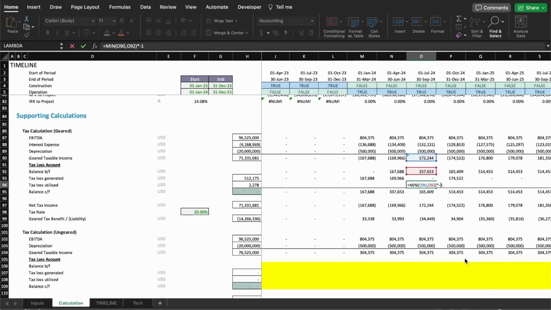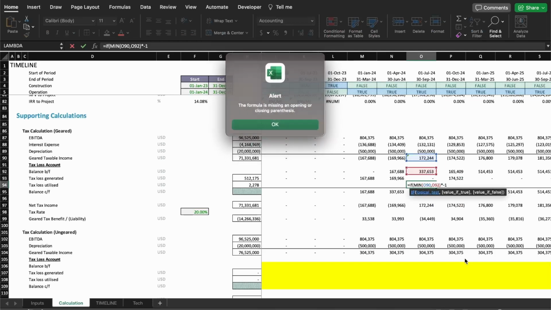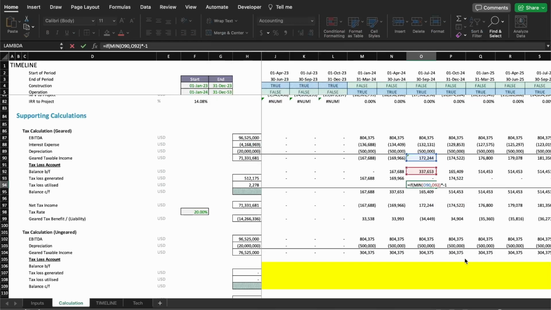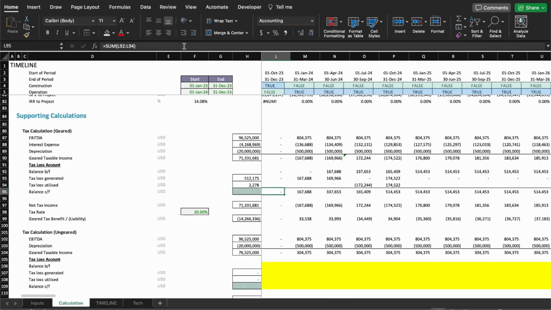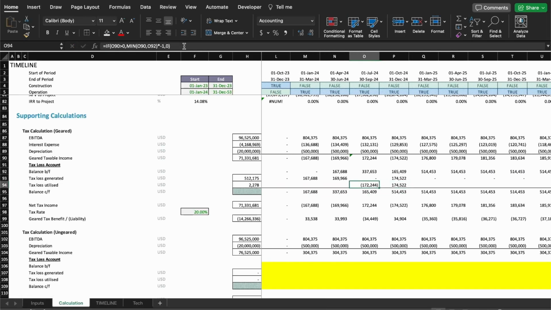So let's fix this. What we have to have here is, if this number here, oh gosh, let's go here. If this number here is greater than 0, then I'm going to calculate it. Otherwise it should be 0. Let's see if this is correct now. So I'm going to copy and paste. Yes, sounds good, right?